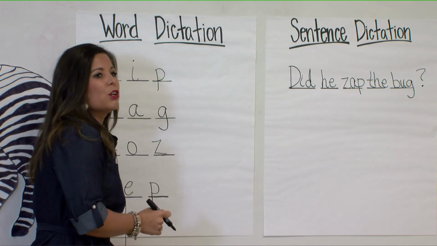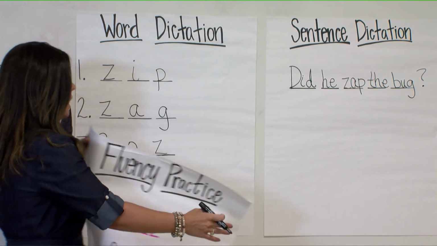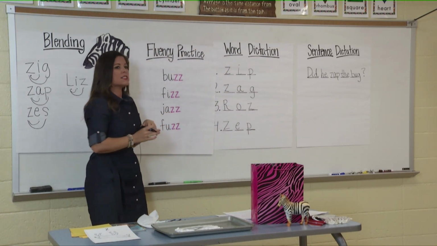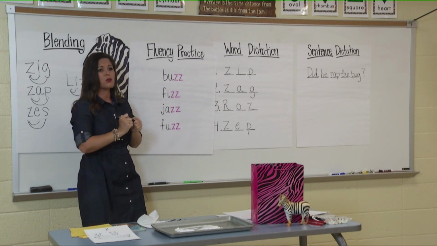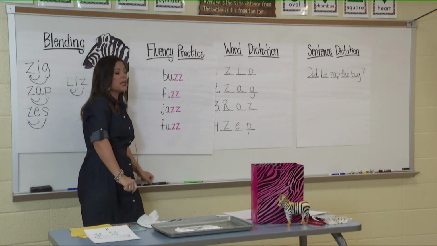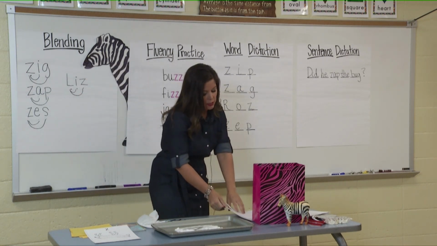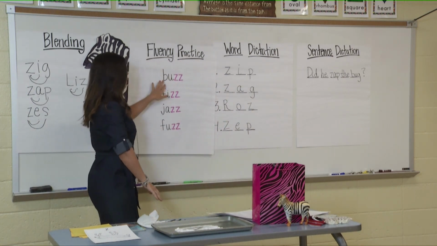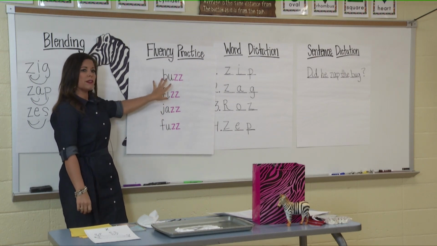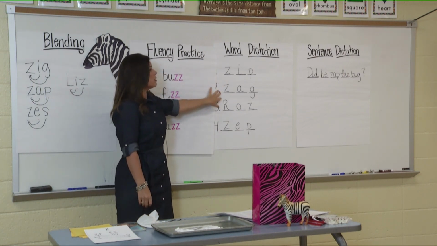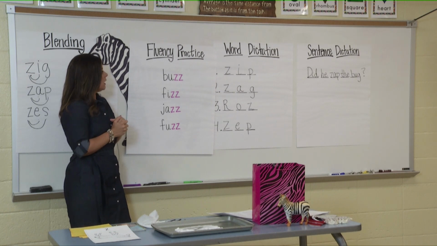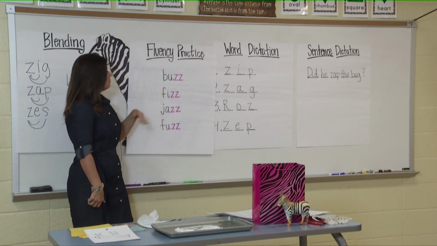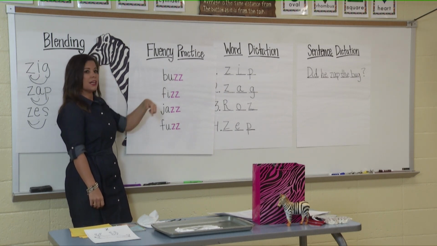All right, the next thing I want to do is show you a different type of spelling for the Z sound. Now this is just going to be for fluency practice because inside of your packet you should have a story called Buzz, Buzz, Zap. Now when we look at these words, what do you notice is different between these words and the words that we wrote earlier? These words only had one Z, right? What about these? We have 2 Z's at the end.